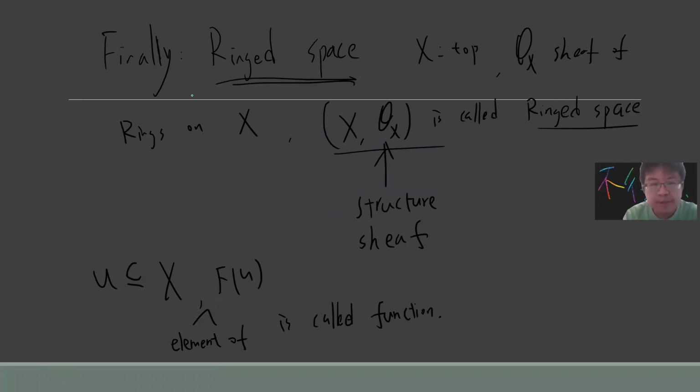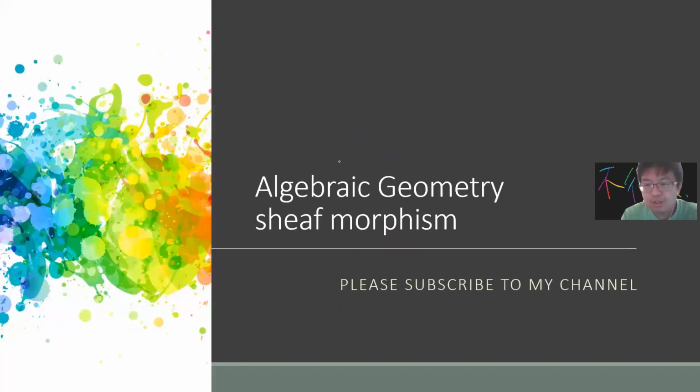Okay, so previously I already introduced a ring space: given a topological space, you have a sheaf of rings on X. This is called a ring space. Basically, simply speaking, given an open set, you get a ring, right? So it's a ring space and satisfies the sheaf axiom. Today I want to talk more about sheaves. So keep going.